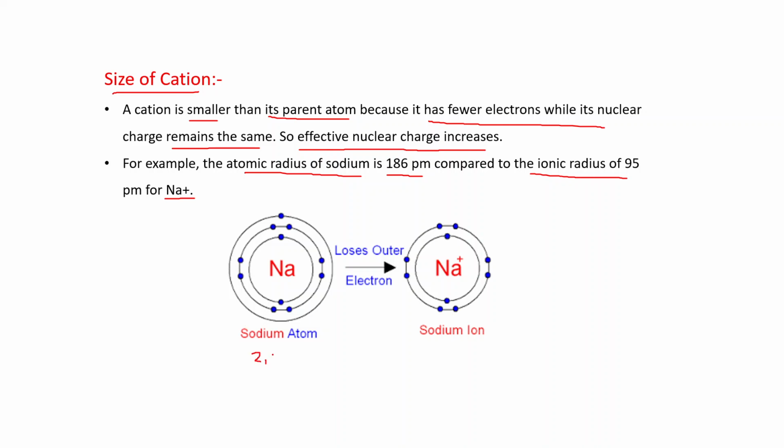This is a sodium atom. Electronic configuration is 2, 8, 1. How many electrons are there? 11 electrons are there. And how many protons are there? Protons are also 11. When a sodium ion is formed, the sodium atom loses 1 electron. That's why in the sodium ion the number of electrons is 10, but the number of protons remains the same, that is 11. Now in this case the number of electrons is less. That's why effective nuclear charge is more and size is decreased. Moreover, in the formation of the cation, the outermost shell is completely vanished. That's why size is also decreased.